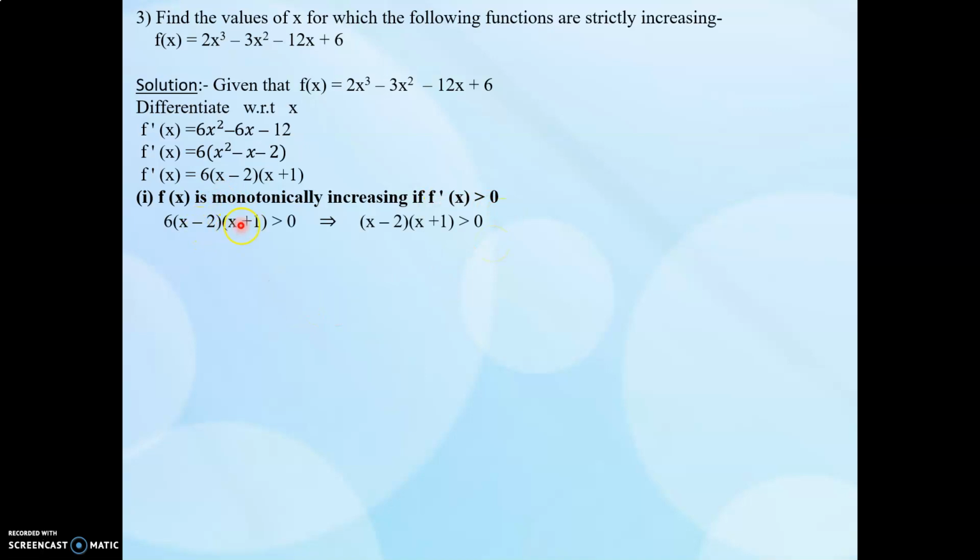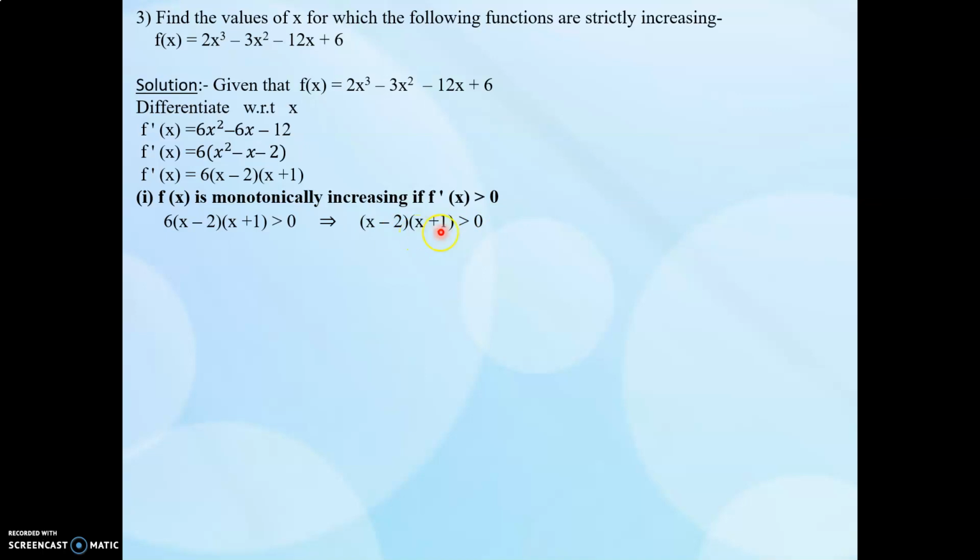So 6(x - 2)(x + 1) greater than 0. You have to find the value of x, so you can apply that condition. It is strictly increasing, that is why we are applying that condition here. We are considering the given function is an increasing function. So 6(x - 2)(x + 1) greater than 0. Therefore (x - 2)(x + 1) is also greater than 0.